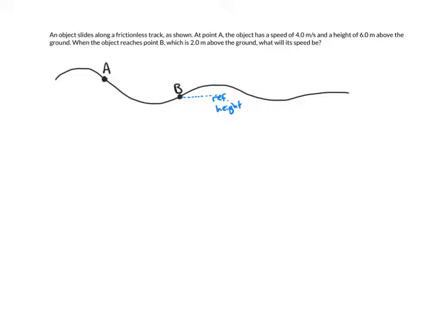In terms of solving this, once again, it's the conservation of mechanical energy. So ME1 equals ME2, or K1 plus U1 equals K2 plus U2. And I'm going to list out some variables with subscripts of 1 and 2. So I'll start at point A. The question says at point A, the object has a speed of 4 meters per second. So I'll say V1 equals 4.0 meters per second.